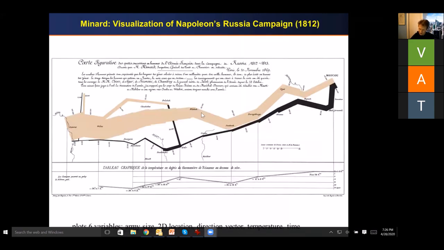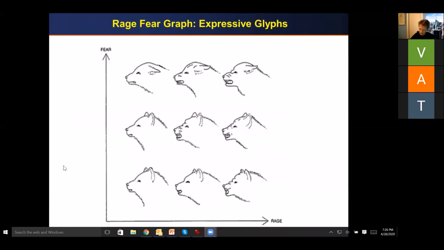This is the Minard map, right? Napoleon's travels from France to Moscow and back. We talked about this multiple times, also from the Tufte book. The Rage 4 graph is interesting. Not sure if we talked about this.